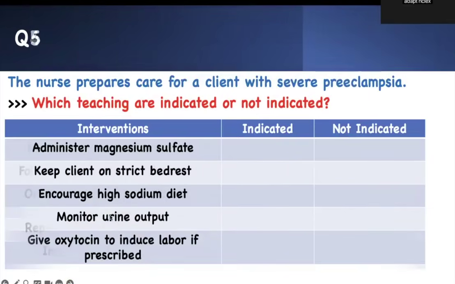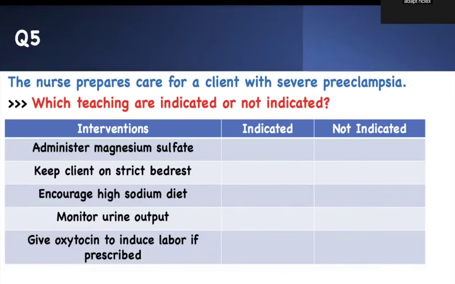Number 5, and then prepare care for a client with severe preeclampsia. Patient has what? Severe preeclampsia. What are you going to do? What kind of precaution are you going to do? Which teaching are indicated or not indicated? You've seen questions like that. This is just in the table. Just pick each answer choice. Don't compare them. See them as isolated situation related to the concept.